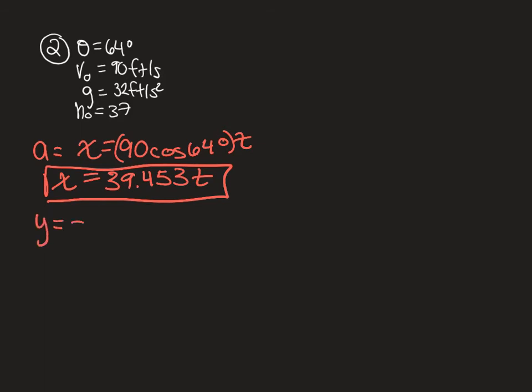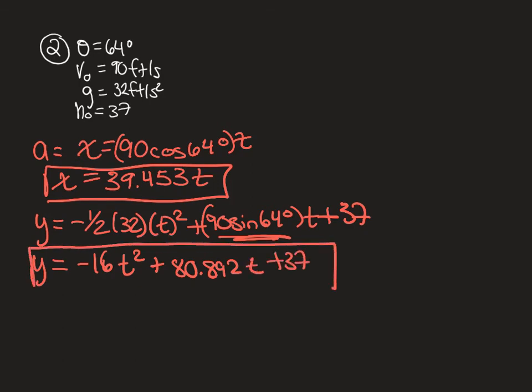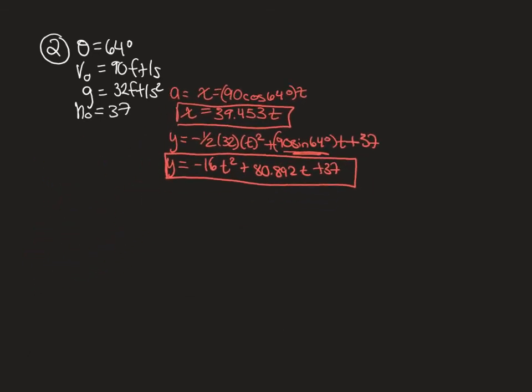My y equation is going to be negative 1/2 times g, which is 32, t squared, plus 90 sine 64 degrees times t, plus my 37, because I have an initial height. This piece I'm going to type in the calculator. And then we're going to get y equals negative 16 t squared plus approximately 80.892 t plus 37. So there's my other equation. So there's letter A.